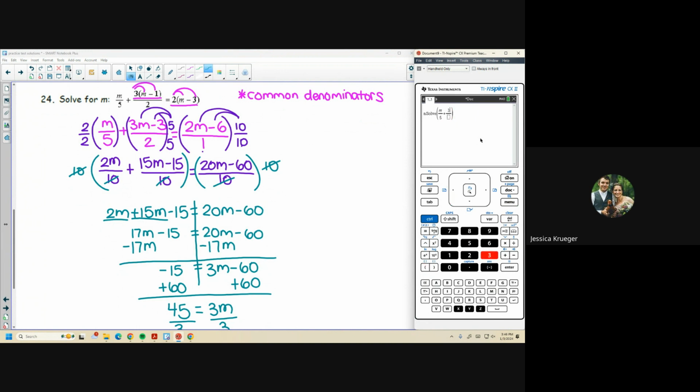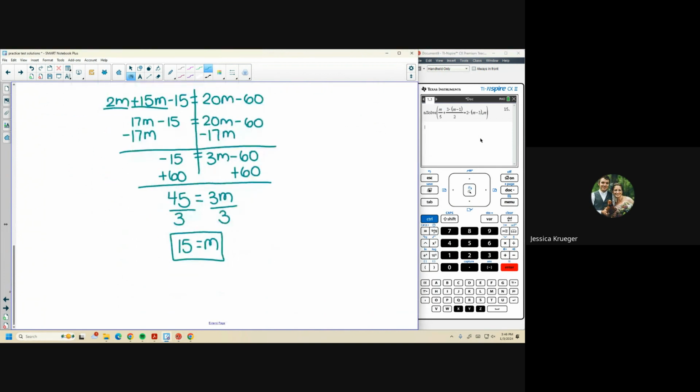3 parentheses, m minus 1, close your parentheses, over 2 equals 2 parentheses, m minus 3. And since I'm solving it, I've got to put a comma m so it knows what to solve for. Enter. 15. Woohoo! Okay, we got it right.